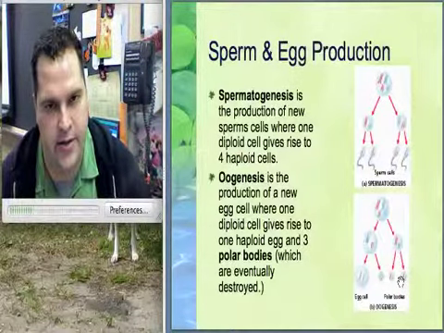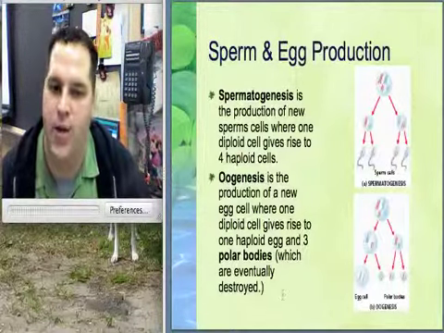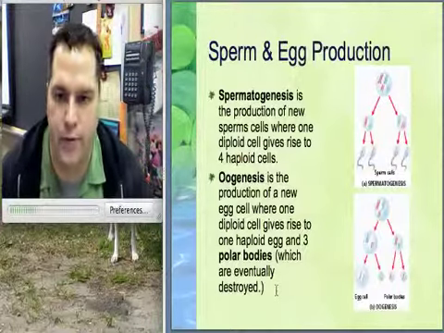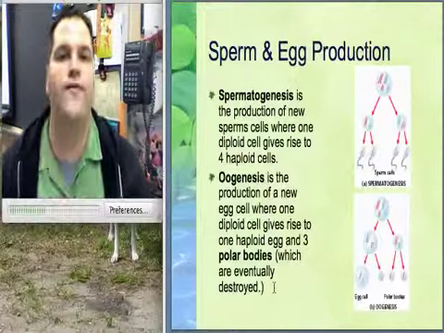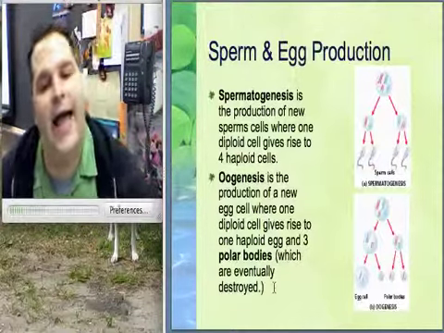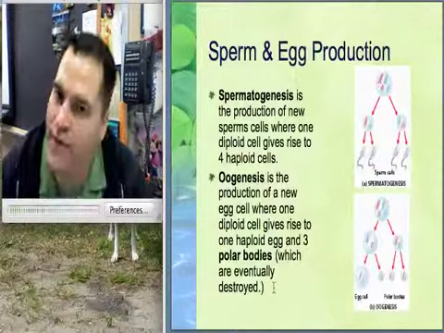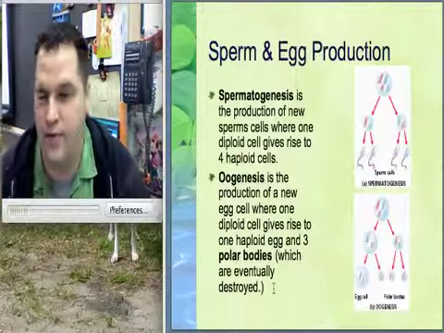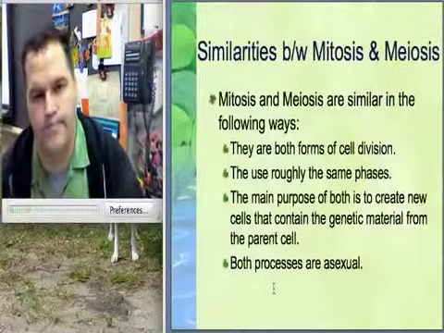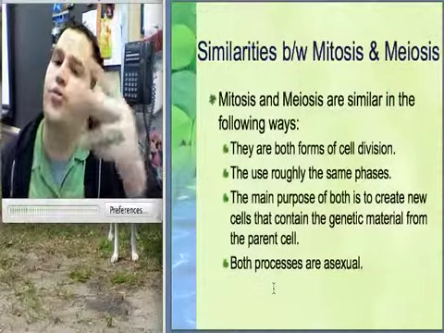Those are bodies that will never become offspring and will eventually be destroyed as part of the reproductive process. So spermatogenesis results in 4 equally viable but different sperm, and oogenesis ends up with 1 viable egg and 3 polar bodies, the polar bodies not being part of the reproductive process really because they're going to be destroyed. So let's go ahead and review.